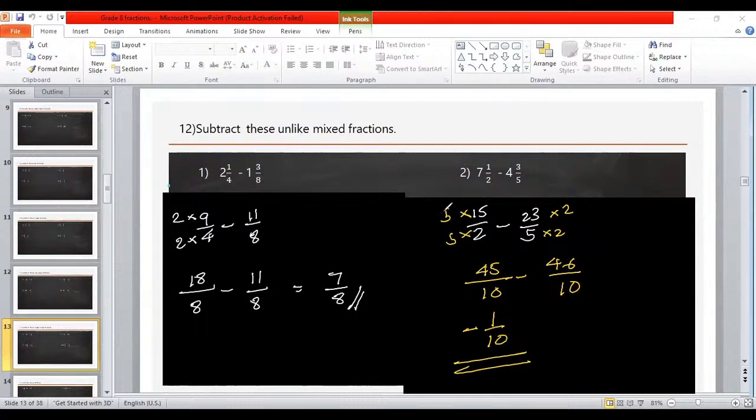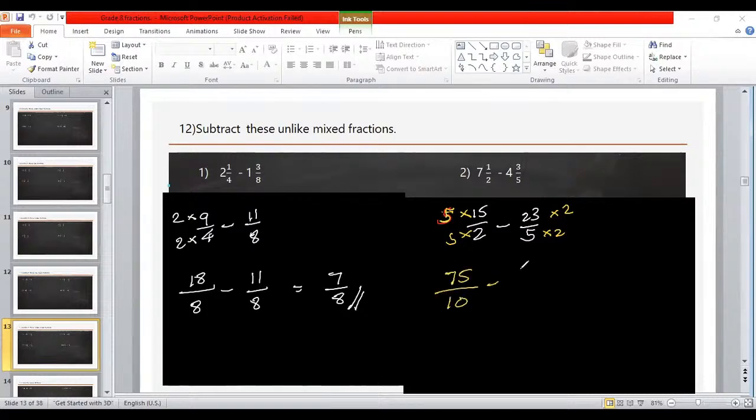Sorry, 5 times, this is 75. That's why I thought that it can't come as a decimal value. Sorry, minus value. Look, this is 5, not the 3, yeah? So I have seen it as 3. This is 5. So 5 times 15 is, 5 times 15, 75. Divide by 10 minus 46 over 10. 15 minus 6, 9. 6 minus 4, 2. 29 over 10. Answer is 2 and 9 over 10.